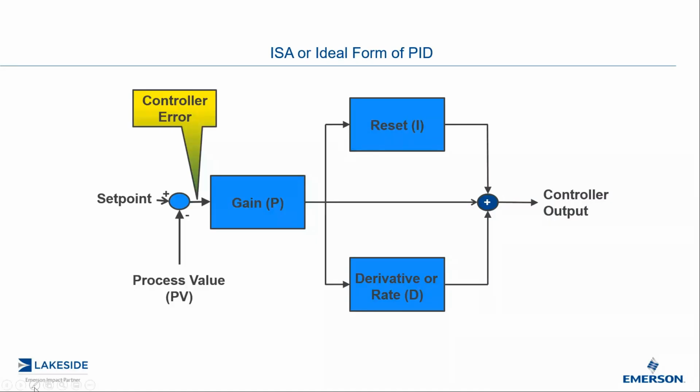So maybe I can get my laser pointer going here. Got my laser pointer. So you got your process value. So this is the value coming back from your measurement, be it a pressure measurement, level measurement, flow measurement. And set point, this is where we want to be. So the first thing that happens is that we will subtract where we are and where we want to be. And the difference between the two is called the controller error. And the PID algorithm will react based on the controller error.